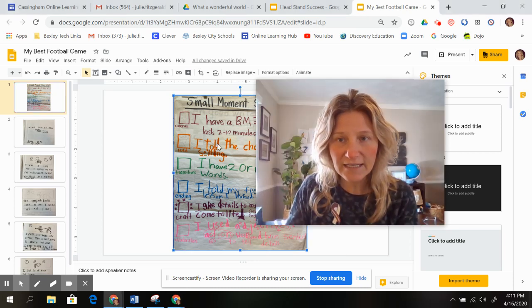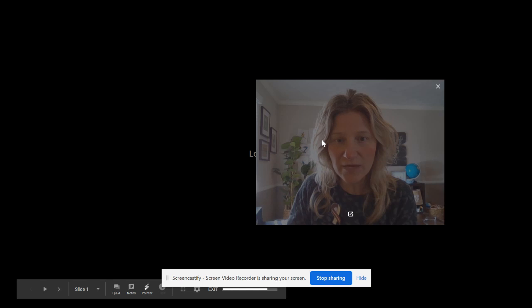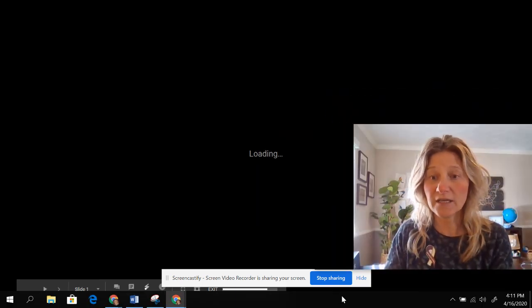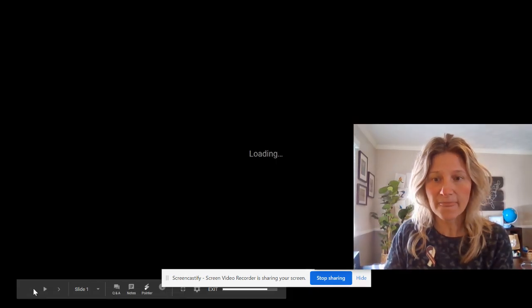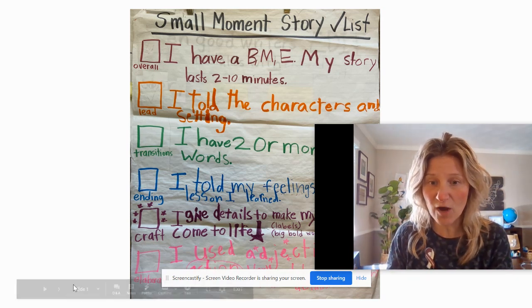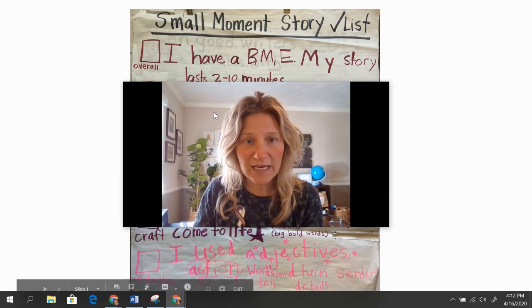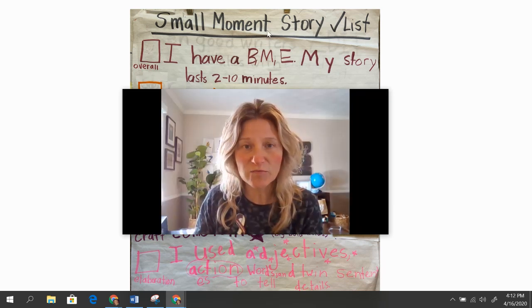But before we do that, we are going to review the small moment checklist. Just like we had a checklist for informational stories, we are going to have a checklist for fiction stories, or our small moment stories that we are working on writing right now. So let's start at the beginning. I'm going to put my head below what I'm going to explain, okay? So the first part of our small moment story checklist is this overall.